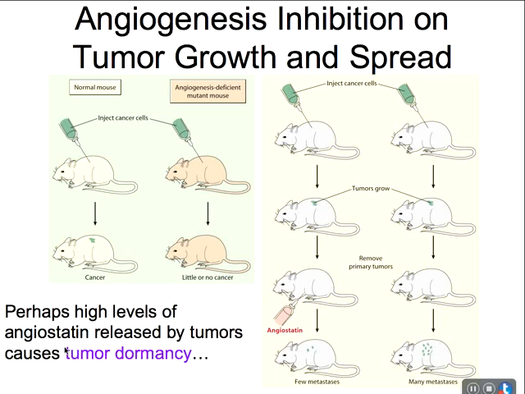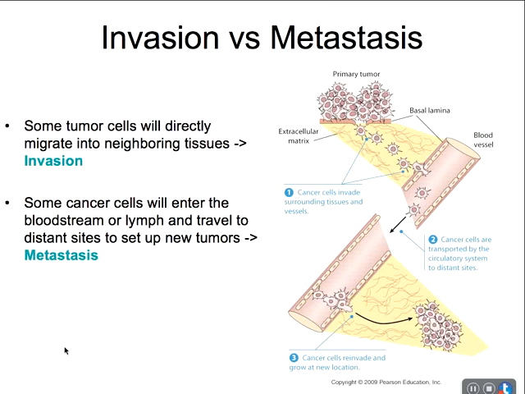So let's talk about how they spread from one location to another. Invasion versus metastasis. Some tumor cells will directly migrate into neighboring tissues. We call that invasion. So they're in one tissue, they're moving slowly into neighboring tissues. That's invasion.